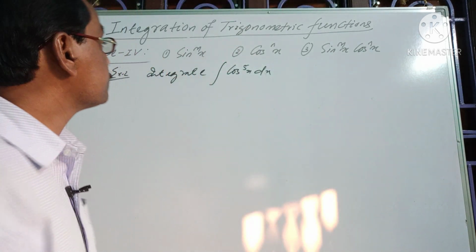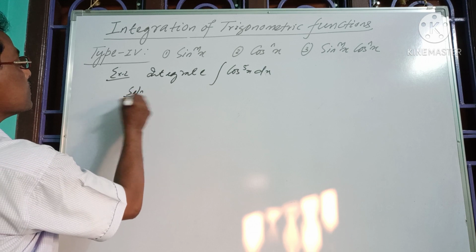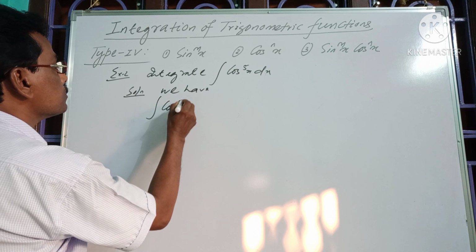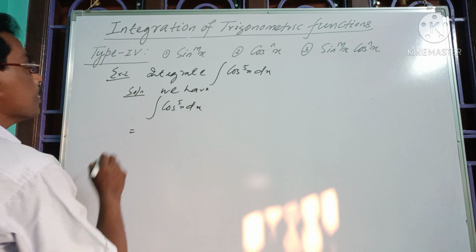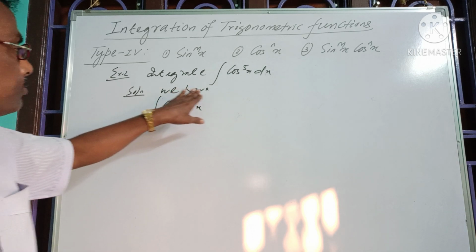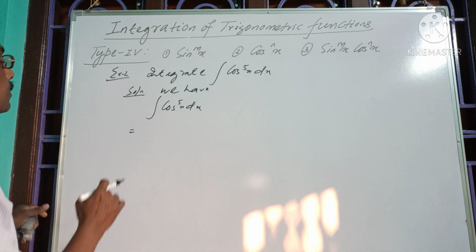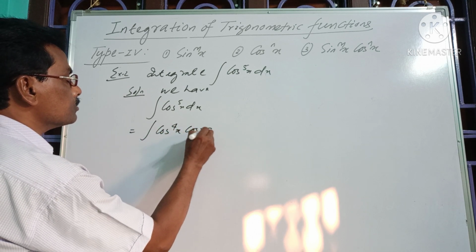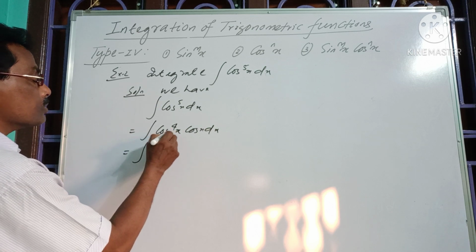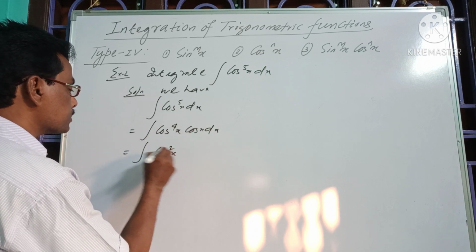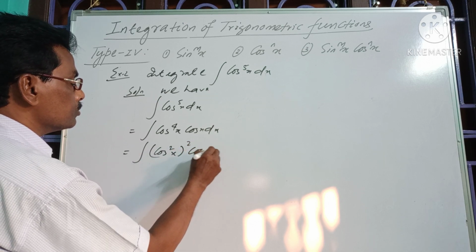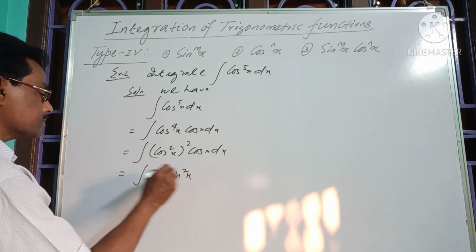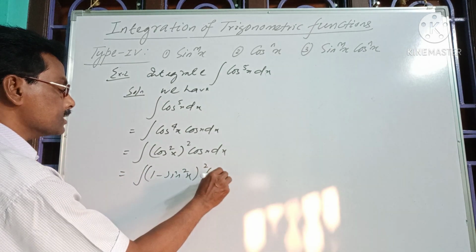So we have the solution like this: we have the integration of cos to the power 5 x with respect to x. Here cosine of x contains the power 5, which is an odd positive integer. So taking one cosine factor out of the integral, we have cos to the power 4 x into cos x with respect to x. Now breaking cos to the power 4 x as cos square x whole square into cos x with respect to x. Again breaking cos square x as 1 minus sin square x whole to the power 2 into cos x with respect to x.